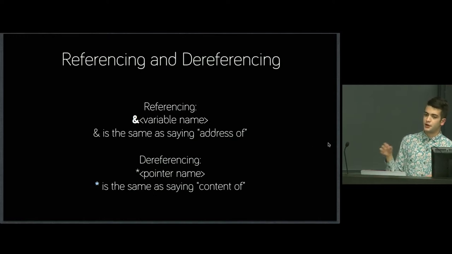So if I have a variable a, let's say that I did int a equals 3, if I want to find the address of that variable a in memory, I can just do ampersand a. So it's address of a. Make sense?